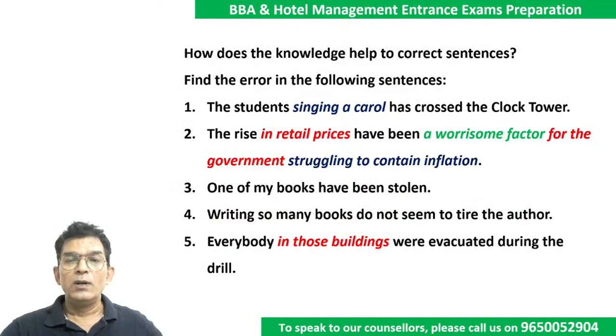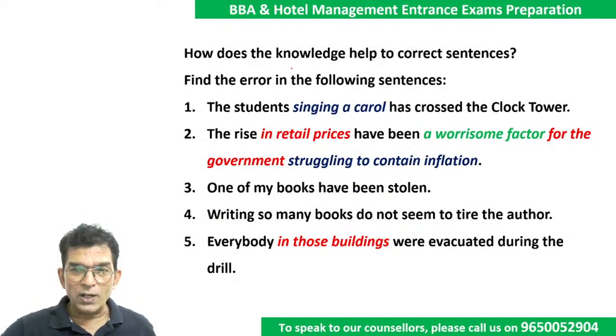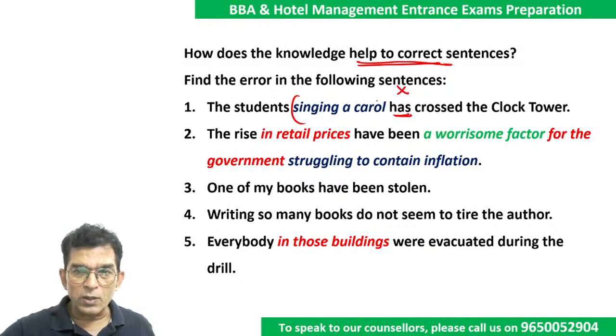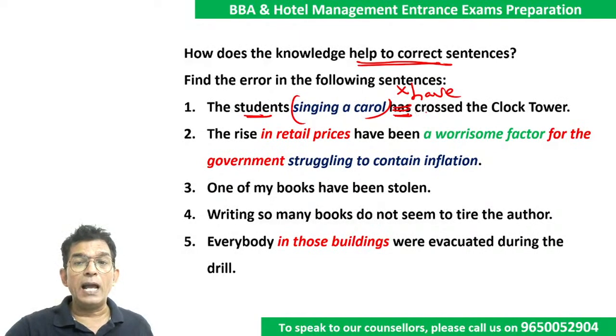Now let us see, how does the knowledge help to correct sentences? Let's check. Find the error in the following sentences. Okay, now look at this. The students singing a carol has. Now this will be wrong because singing a carol is a phrase. Let me remove this. The subject is students. Students is plural. It cannot be written with has. So I'll have to write have. So the students singing a carol have crossed the clock tower.